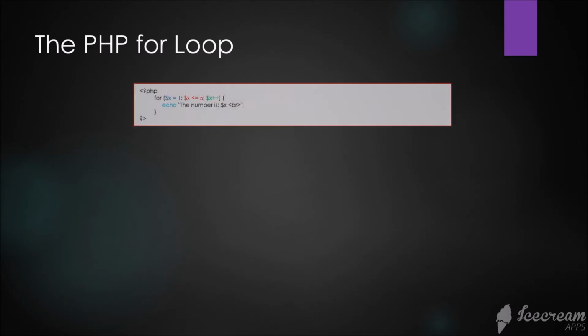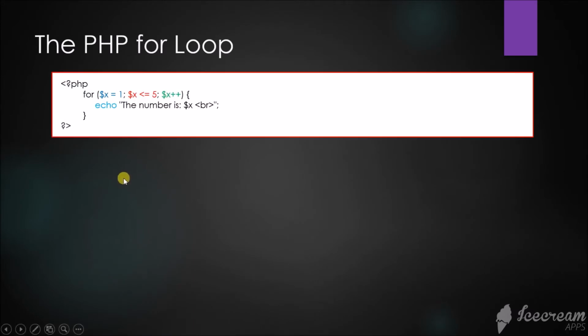Okay, so let's have our example. So, this is our sample code. For our initialization, then the condition, and then the increment. Then, we have here our echo statement. Okay? So, let's try to simulate the process. First, we initialize. Then, we compare. x is less than or equal to 5. The answer will be true.